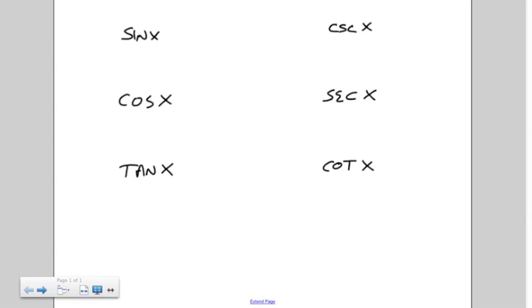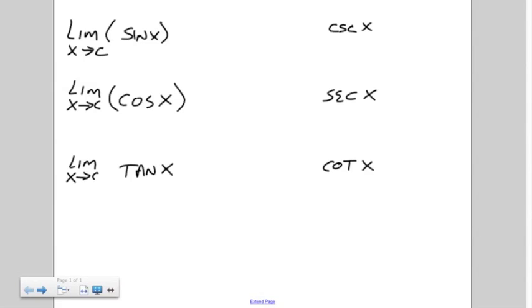So what we're going to do is find the limit of sine x as x approaches c. And we're going to do the same thing down here as x approaches c. And it's going to take me more time to write this stuff than it is for you to understand what these values are going to be. Okay, so as we take our sine function and as we approach c, the limit of that value is going to be sine of whatever c is.